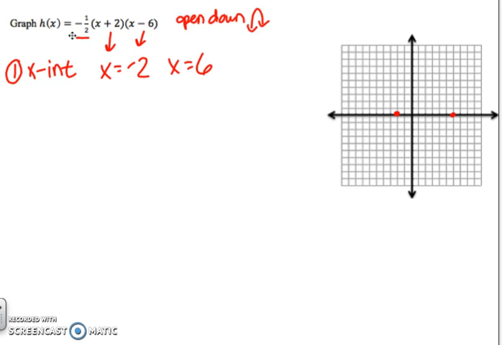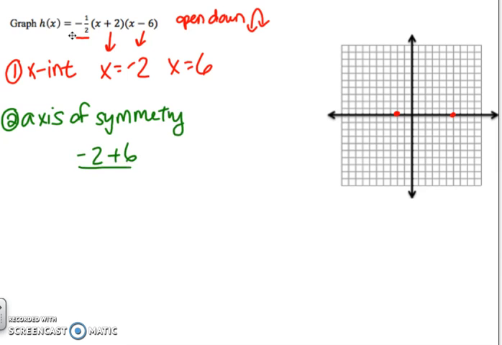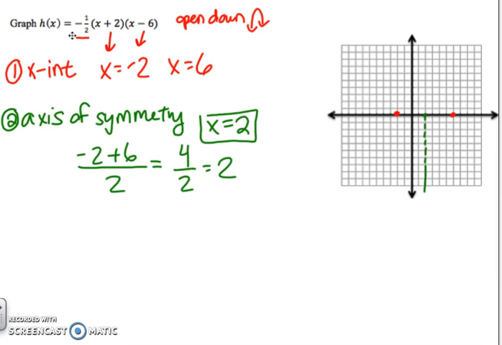Okay. Now I need to find the axis of symmetry. I'm going to do that by finding the middle. So -2 + 6 divided by 2. So that would be 4 over 2, which is 2. So x = 2 is your axis of symmetry. So go to 2 and draw a dotted line. And then lastly is your vertex.